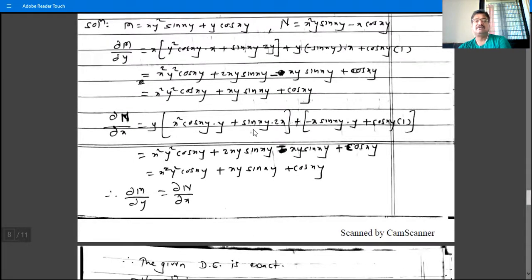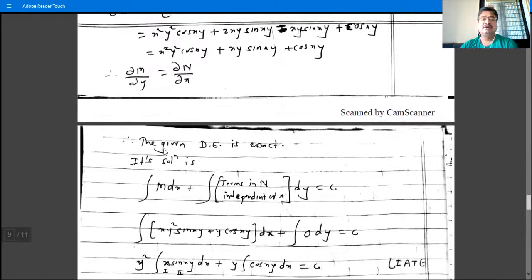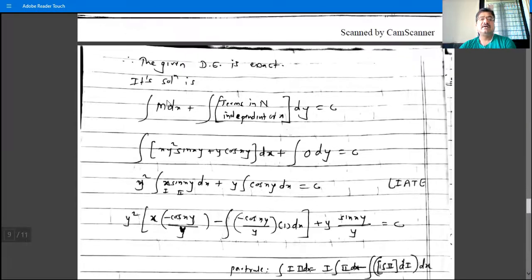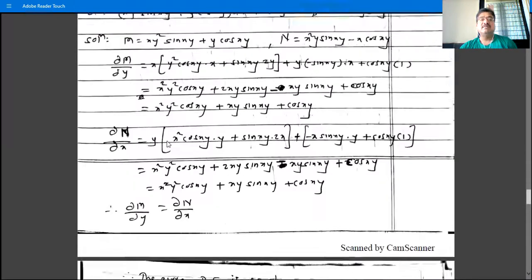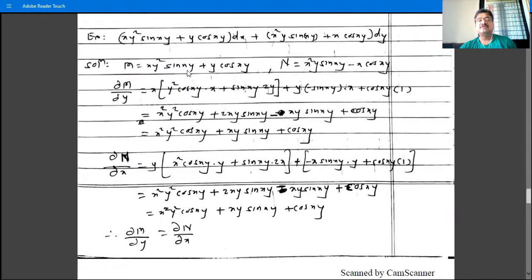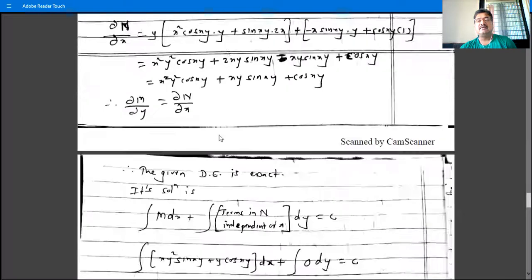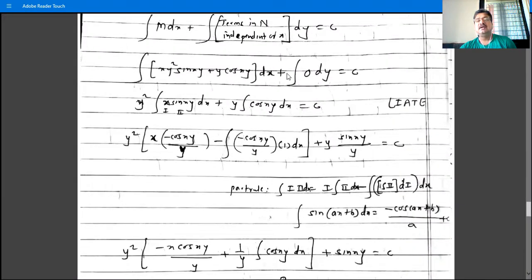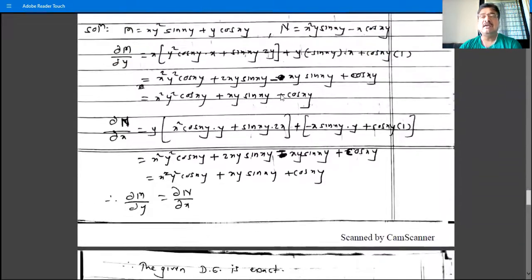Therefore the given differential equation is exact, and so its solution is, so this is the formula to obtain the solution of an exact differential equation: integration of M dx plus integration of the terms in N independent of x dy is equal to a constant c. So what is M? M is this, x y square sin(xy) plus y cos(xy), right? That dx, plus the terms in N independent of x.